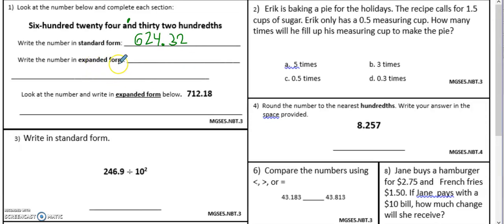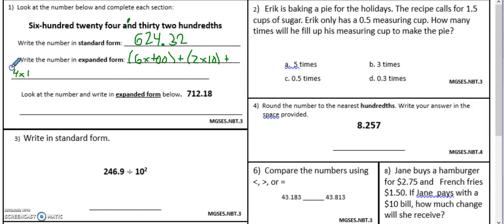The next thing that we need to do is write it in expanded form. Remember, when we write expanded form, we do digit times value. So we're just going to take each digit, and we're going to multiply it by its value. So that 6 is in the hundreds place. We put a plus sign. We're going to move to that 2, which is in the tens place. Close our parentheses, put a plus sign. We're going to go to the 4 in the ones place.